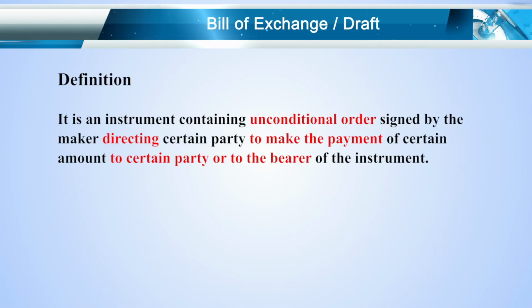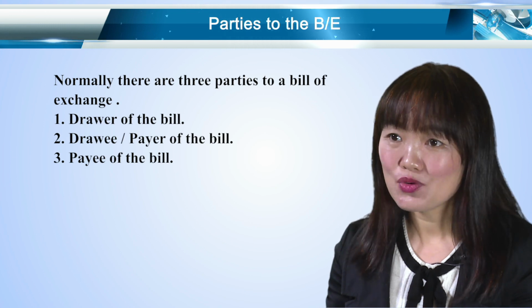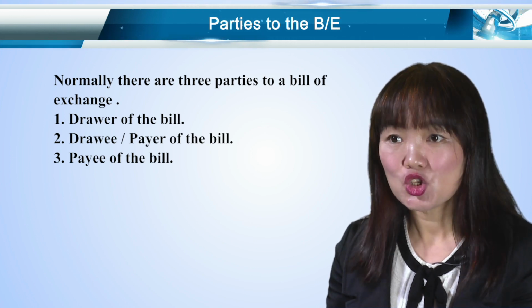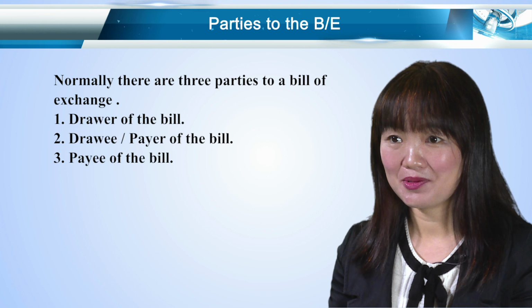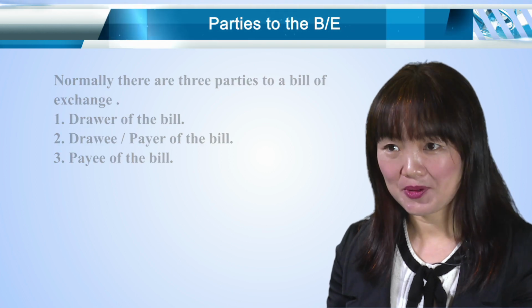Clear with the features, then we need to figure out the parties involved in the Bill of Exchange. According to the definition, we can see that there must be a party issuing the bill and giving the order to pay, a party addressed to pay the amount of money, and a party receiving the amount of money. Thus, the 3 parties are drawer of the bill, drawee or payer of the bill, payee of the bill.